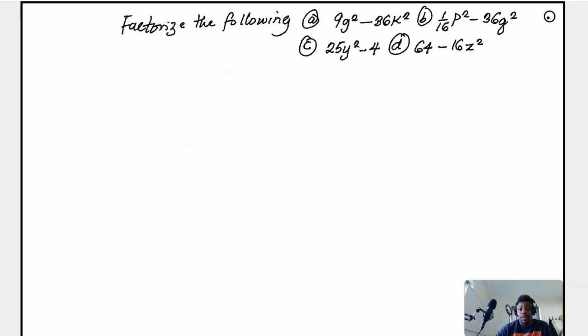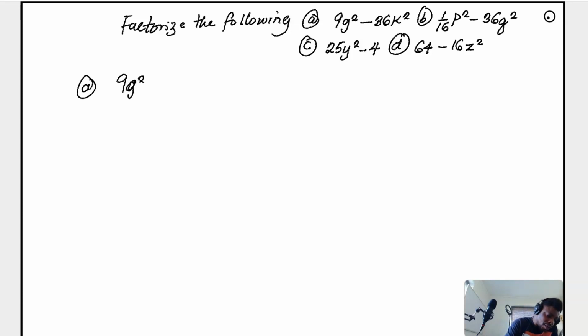Now, let's take more questions. It says factorize the following. The reason why they are asking you to factorize is because this is an expression, not an equation. So you already know the difference between an equation and an expression. If you have not seen my video on the differences, click on the top right hand corner of this video to go check it out. If this were an equation, you'd be asked to solve. But here, it is an expression. That is why they're asking you to factorize.